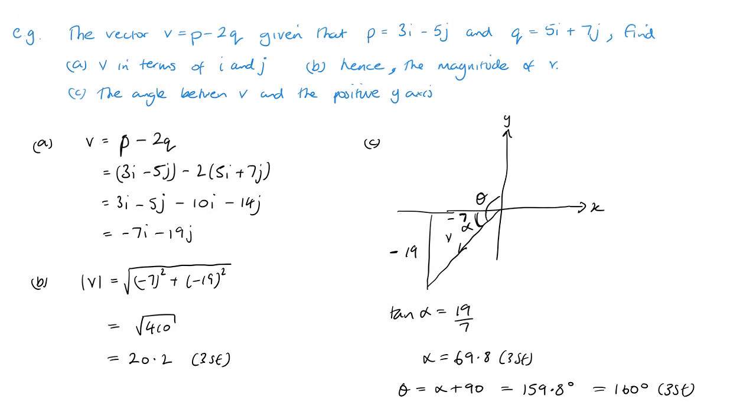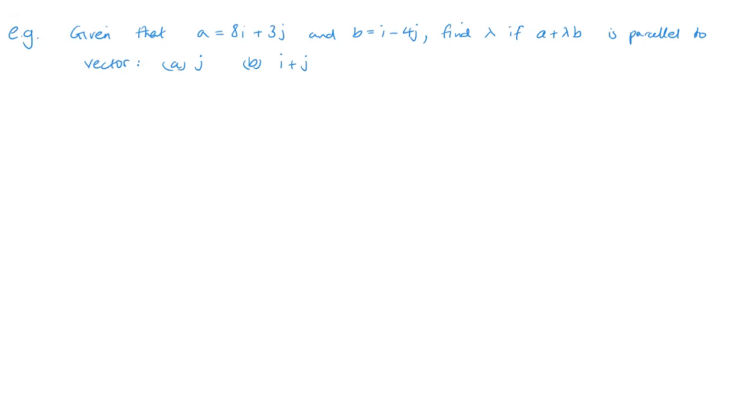And I feel like a lot of this was basically covered in the last video. However, the next example wasn't. So in this question, I'm given two vectors, a and b, and find lambda if a plus lambda b is parallel to the vector j in the first instance. So how do we go about doing that?